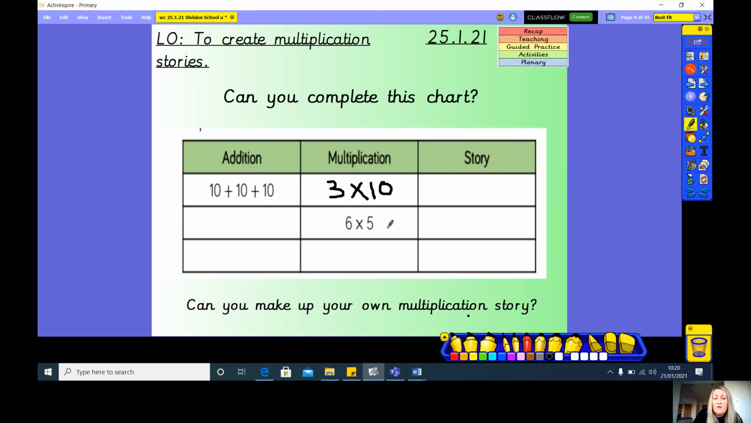Okay. So the next one is 6 times 5. Now we haven't got the addition for that. We've only got the multiplication. So can you pop the addition in and then have a go at the story? And then there's a space for you to make up your own addition, multiplication and story. And we're going to see who comes up with the most interesting one.